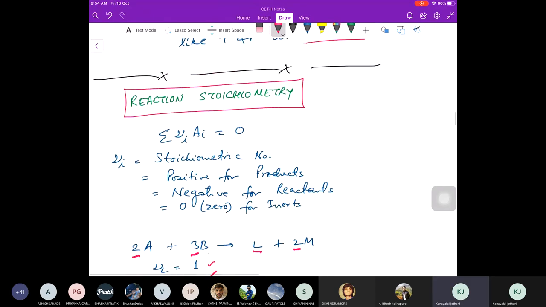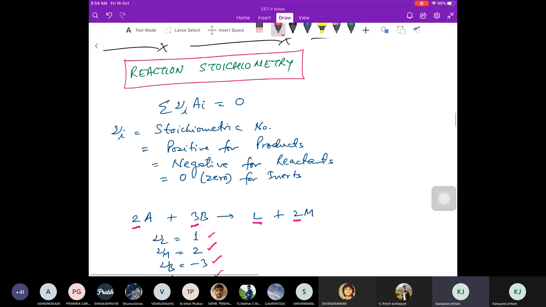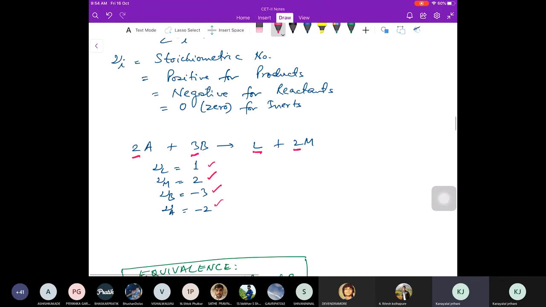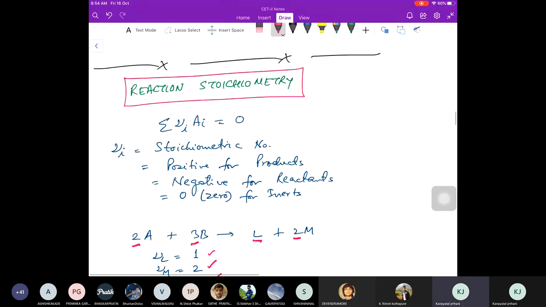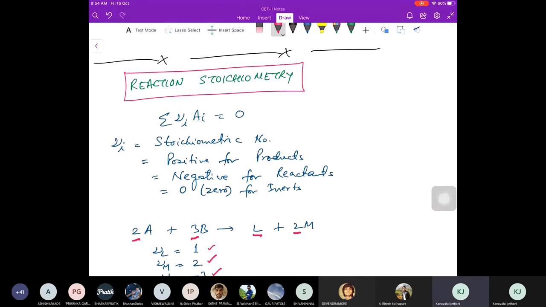Okay, I had skipped this. Basically, we can write the reaction as the summation of nu i A i, where A i is any reactant or product, equal to 0. We wrote that here. What we did is stoichiometric coefficient times component. That nu i is the stoichiometric number. It is positive for products and negative for reactants, and it is 0 for inerts, because sometimes there are inerts as well. So nu i is 0 for inerts.